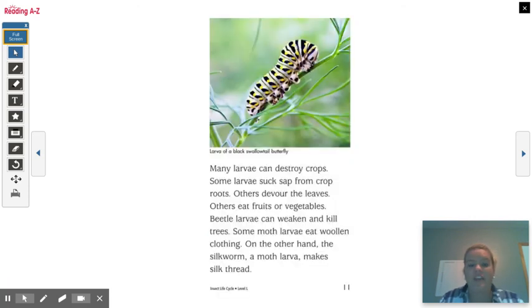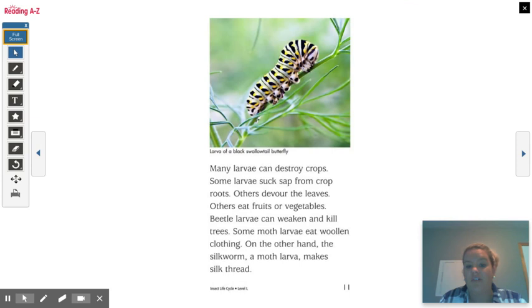Many larvae can destroy crops. Some larvae suck sap from crop roots. Others devour the leaves. Others eat the fruit or the vegetables. Beetle larvae can weaken and kill trees.